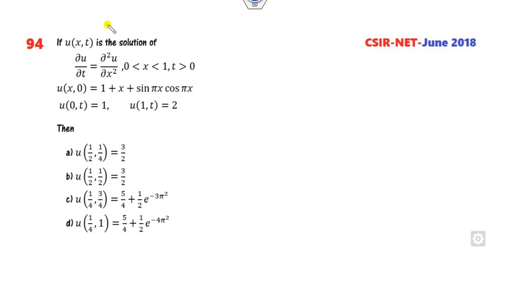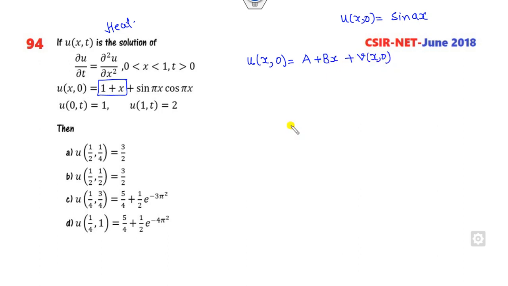Okay, look at this one. Again this is the heat equation. But in the case of the heat equation, as I told you, you have to write the solution in terms of the sine ax bx, but there is no term involving this case. So that's very simple, there is no bother about that. If I write this equation as a plus bx plus v of x comma t, there is no worry about that. Now if I think the solution of this form, a plus bx plus v of x comma t, fine.